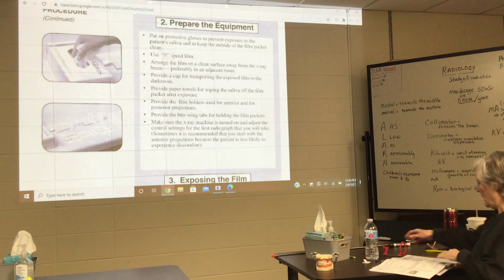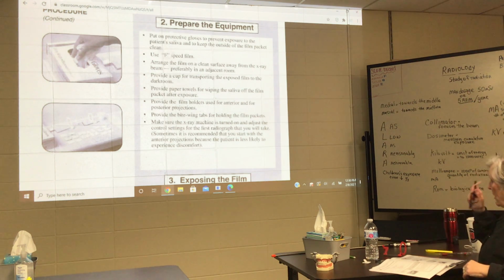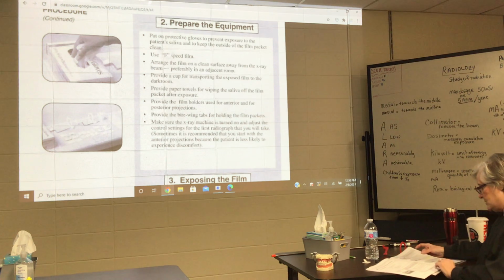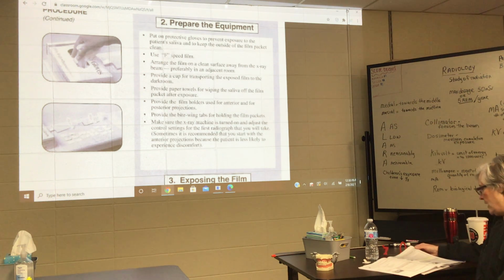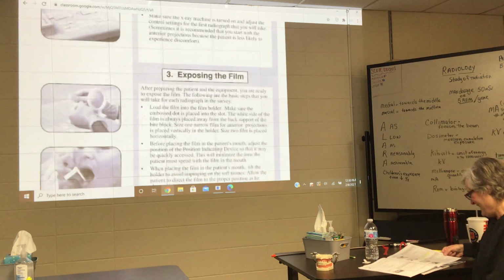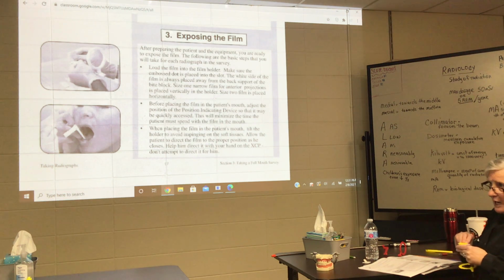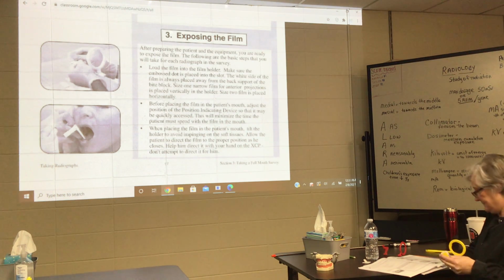Okay? Then we're going to move on to exposing the film. After preparing the patient and the equipment, you're ready to begin to expose the film. The following are basic steps that you will take for each radiograph in the survey. One, we're going to load the film into the film holder, making sure that the embossed dot is placed into the slot. Dot in the slot.